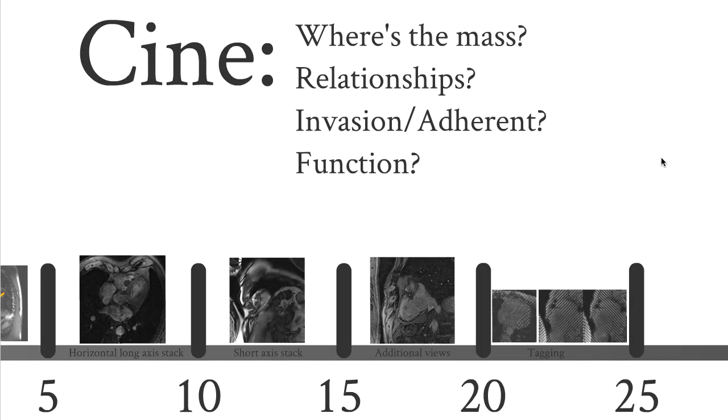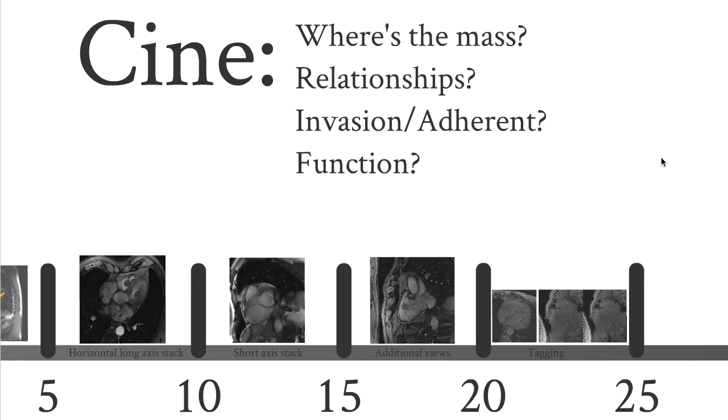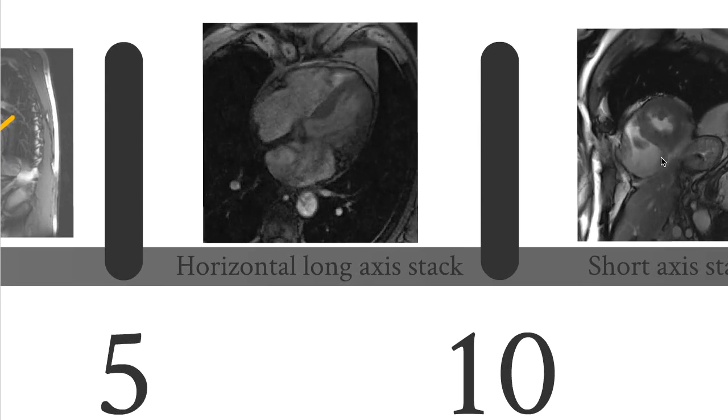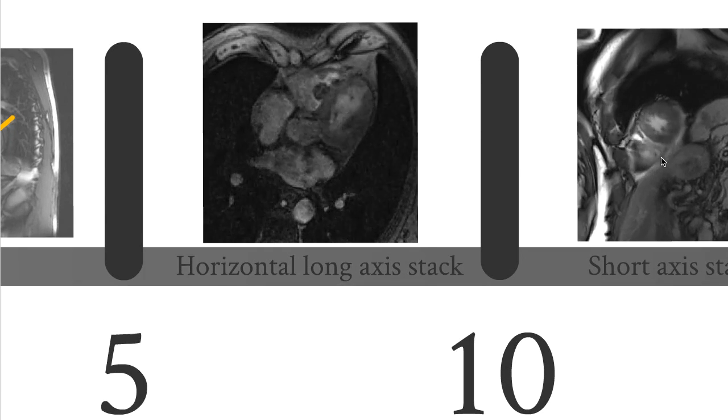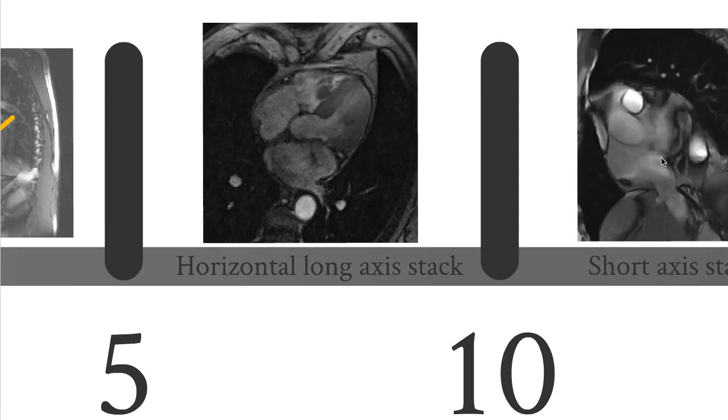We want to find the mass, look for relationships, look for invasion or adherence of the mass, and also quantify function. Since we're there, we might as well do that. These are a couple of standard views that we typically use to assess mass. Generally, we want to have two views that are somewhat perpendicular to each other.